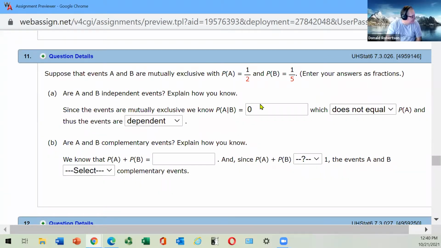So we just have to go through this. We know that this is equal to, well, I know what it's equal to, so I'm going to have to find out. It's 7/10, right? So we know that there are 7/10. And since this is not equal to 1, they are not complementary events. And that's how that question would finish.